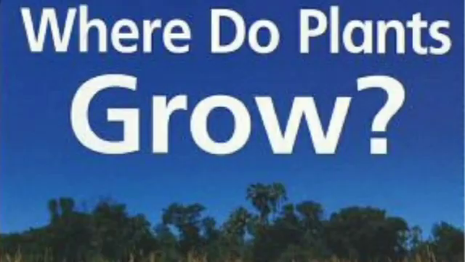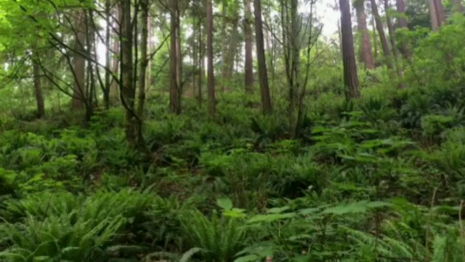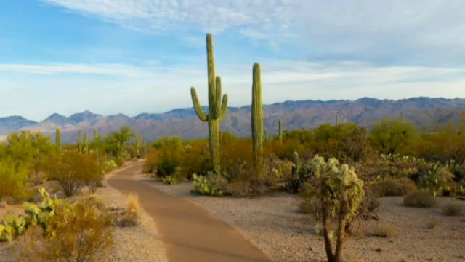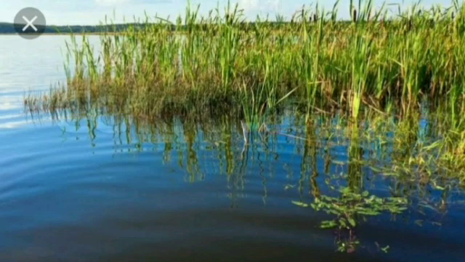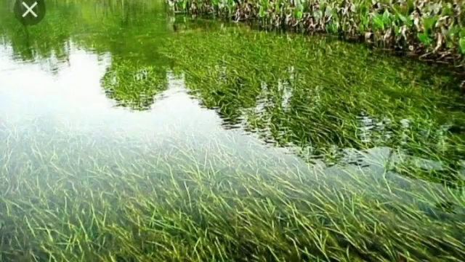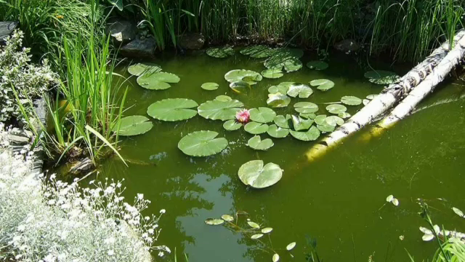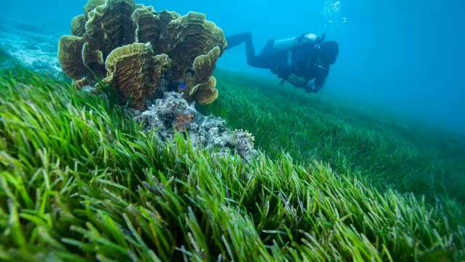Where do plants grow? Students, different plants grow in different places. Some plants grow in forests and some grow in deserts. Some plants grow on hills and mountains, whereas some plants grow only in water. They grow in and around the lakes, rivers, and ponds. Some plants grow only in seas or oceans.